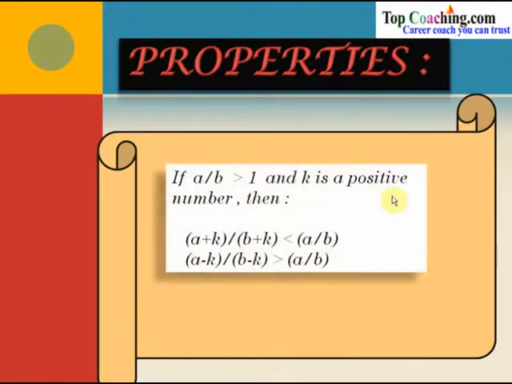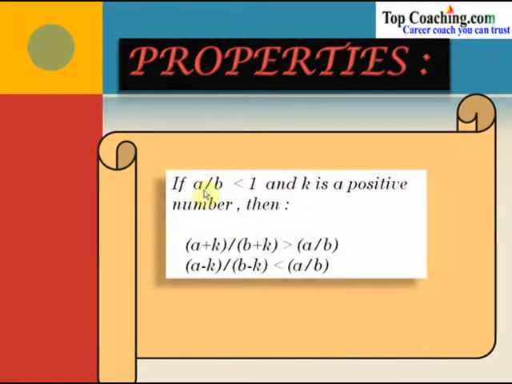The next is if a by b is greater than 1. So if we have any ratio which is greater than 1, that is a is greater than b, and k is any positive number, then a plus k divided by b plus k would always be less than a by b, and a minus k divided by b minus k would always be greater than a by b.